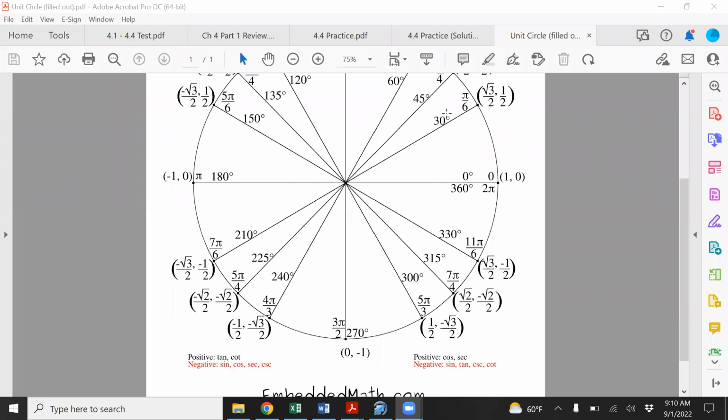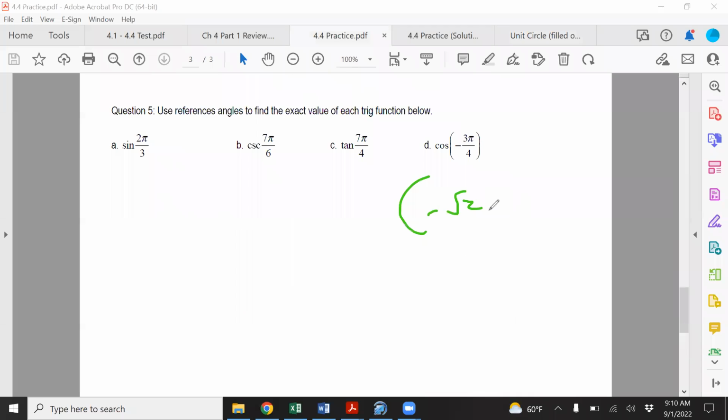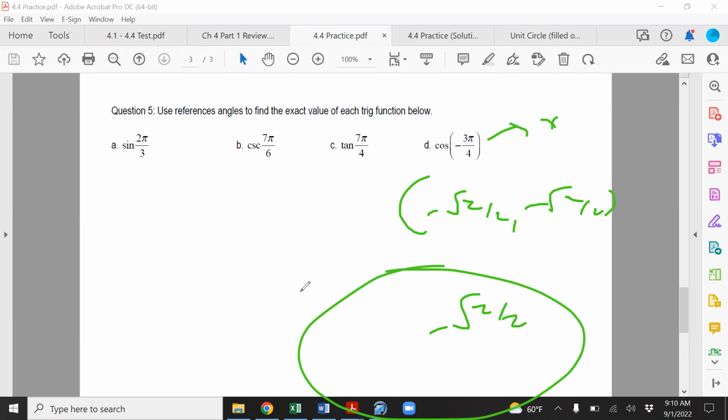But let's say it didn't have 135 on there, how would you know? Let me do a wacky one with you. If you're at negative 135, you've got those coordinates. Both are negative, and both are root 2 over 2. So you've got negative root 2 over 2, negative root 2 over 2. You want x, so negative root 2 over 2. There we go.